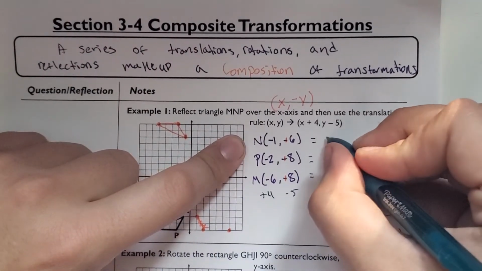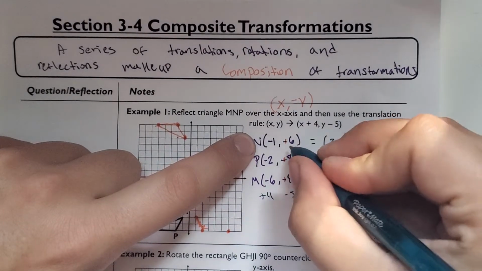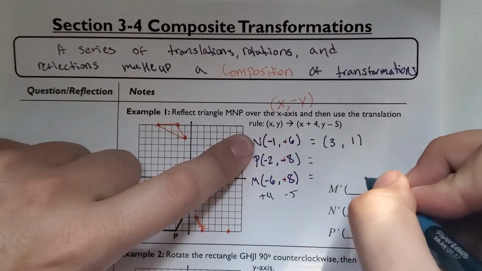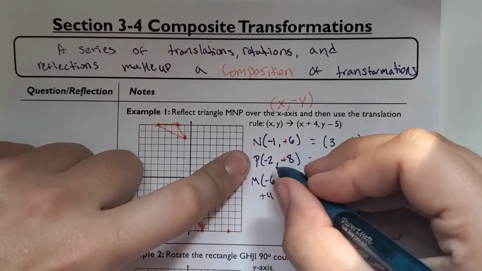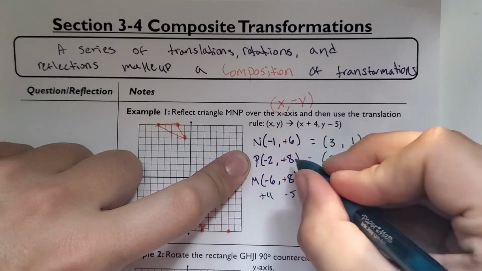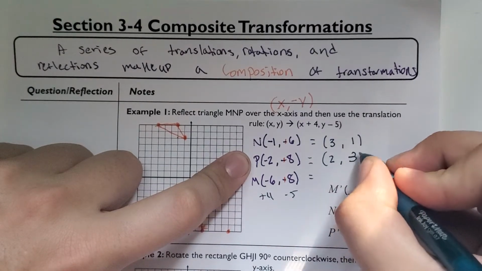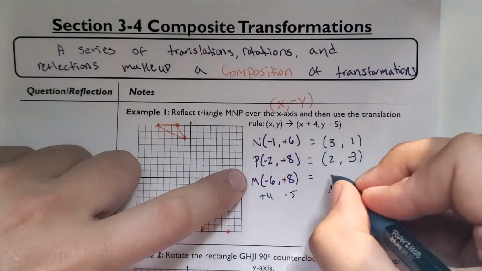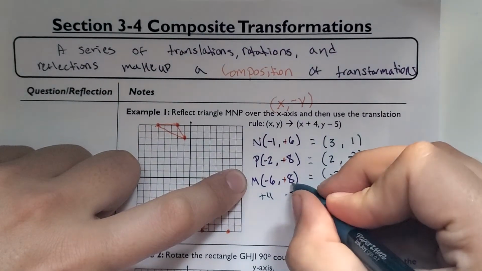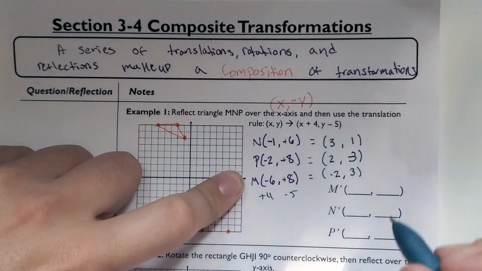So n is going to be -1 plus 4, so 3. And our positive 6 is going to be minus 5, so positive 1. My p is going to be -2 plus 4, so I'm going to get positive 2. And positive 8 minus 5, so I'm going to have positive 3. And my m is going to be -6 plus 4, so -2. And 8 minus 5, so again 3. Those are going to be my final solutions, so I can bring them down.